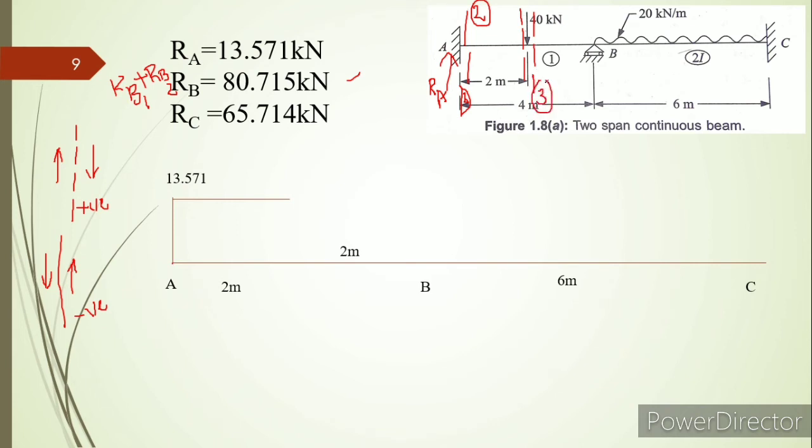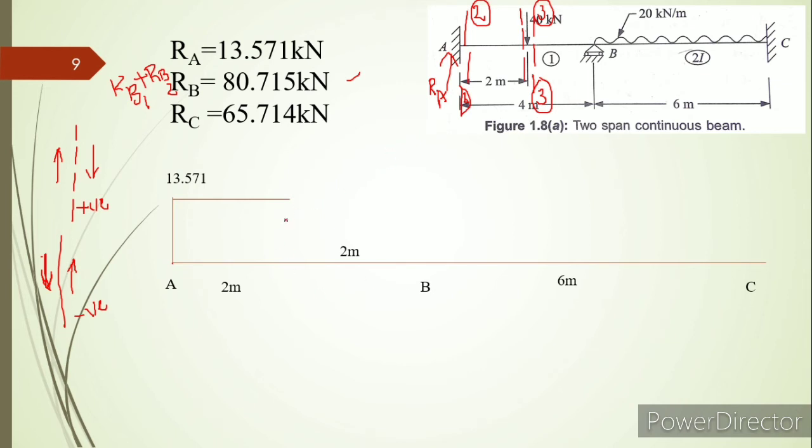Just to the right of the load, section 3-3 is considered. Therefore the summation of the vertical forces on the left hand side of this section 3-3: RA is acting in the upward direction, also 40 kilonewton is acting in the downward direction. If a load is acting in the upward direction, it will be positive. If a load is acting in the downward direction, what will be the sign? Negative. If a load is acting in the downward direction on the left hand side of the section, then it will be negative.